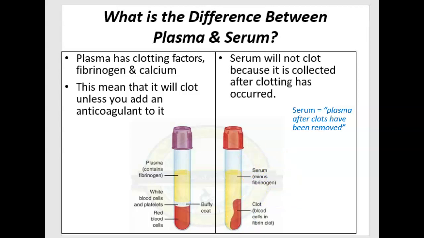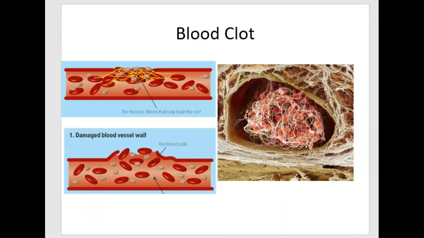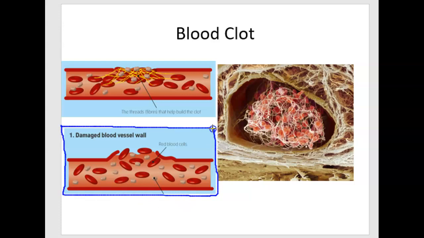Okay, so when do you use each one? Like, when do we need each one? It depends on how fast you're going to use it. Oh, but first let me show you what a blood clot looks like. Okay, so here's a damaged vessel on the bottom. And if a blood clot did not form, we would lose blood cells as well as plasma to the interstitial space, right? But here we have a blood clot forming, and you can see those yellow threads around all the red blood cells and the white blood cells. So that's a blood clot.